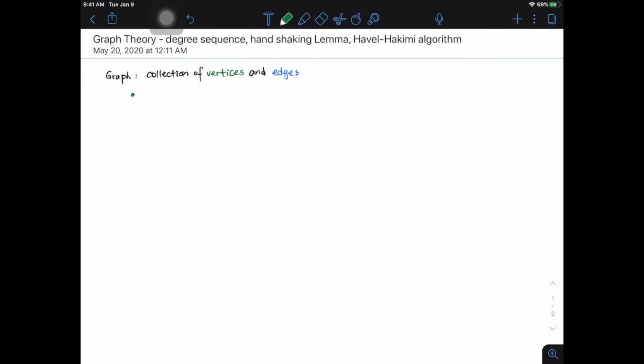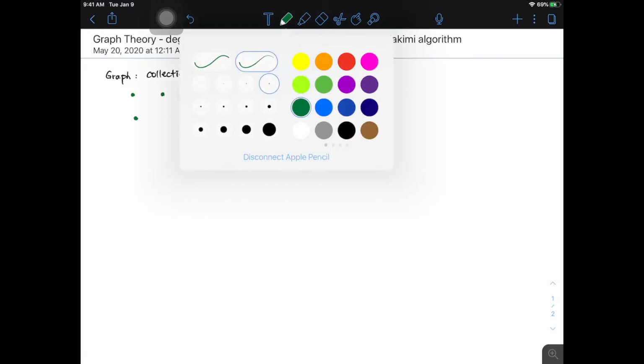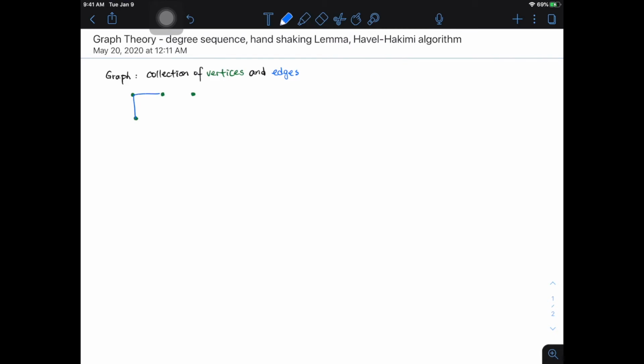For example, this is a graph, and I'm writing the vertices first, and then I'll be connecting some of them with edges. So this is a graph, and it has 4 vertices and 4 edges. A concept related to vertex is called degree. The degree of a vertex is essentially the number of edges touching a vertex.